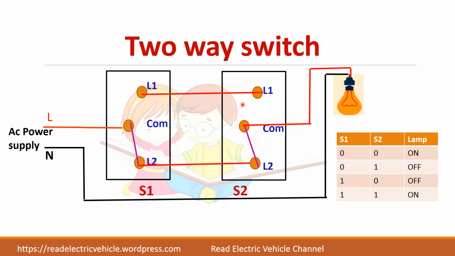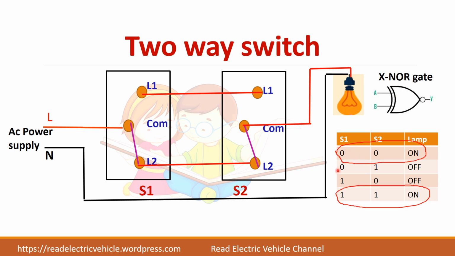So instead of writing it as L1 and L2 position, here I have written 0 for L1 and 1 for L2. So your lookup table will be like this. You look at this table, this resembles the truth table of an XNOR gate. That is, when the inputs are the same, it will give you a high output, and when the inputs are different, it will give you a 0 output, just opposite to the XOR gate.